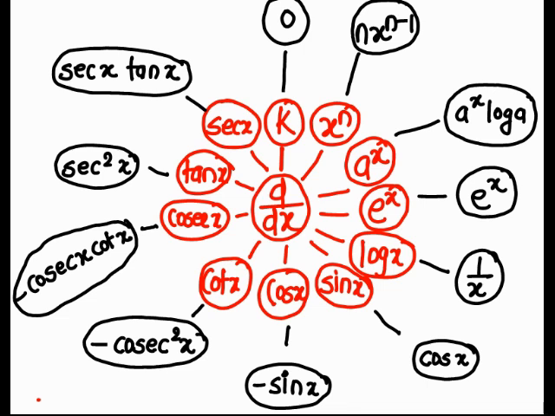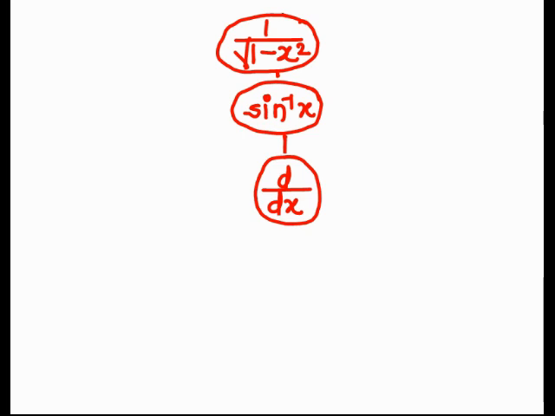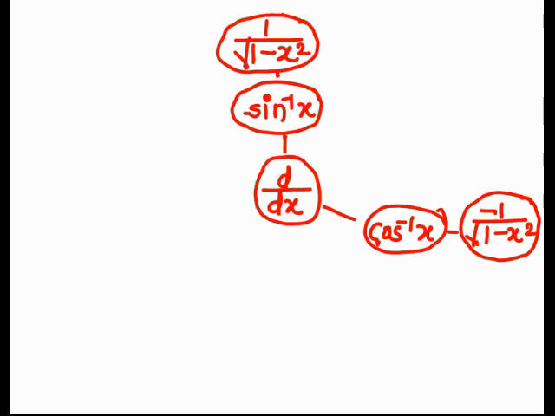Now let's start with the derivatives of inverse functions. Derivative of sine inverse of x is 1 upon square root of 1 minus x square. Now we see the derivative of cos inverse of x is the same, but with a little change, that is there is a negative sign in the numerator. So cos inverse of x is minus 1 upon square root of 1 minus x square.